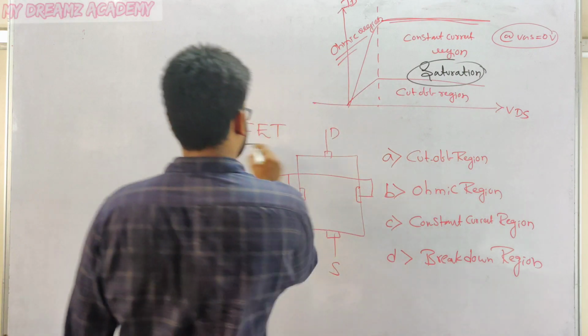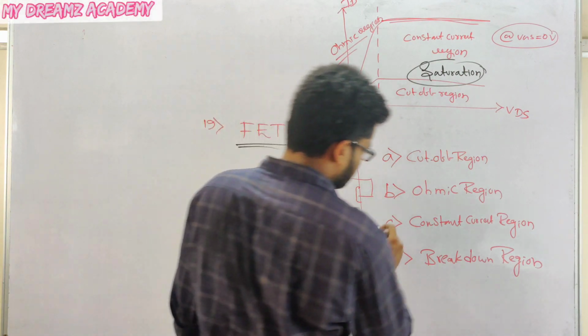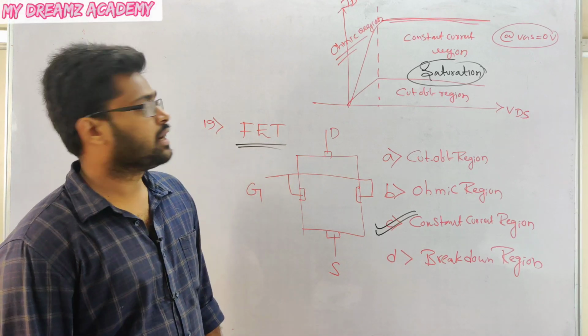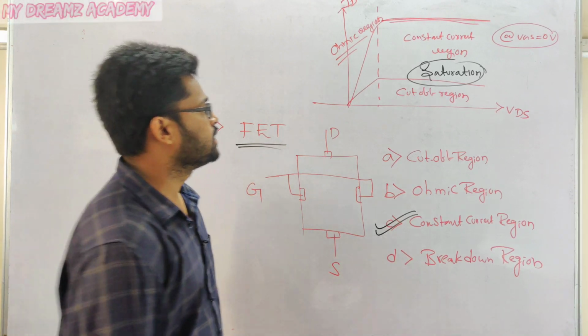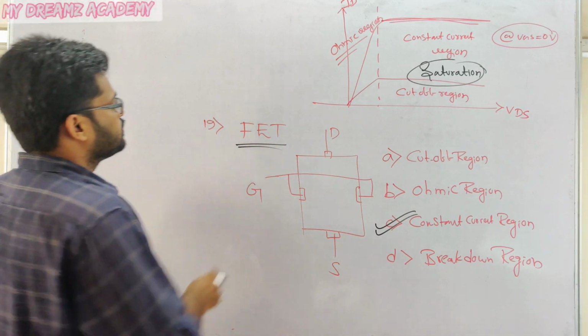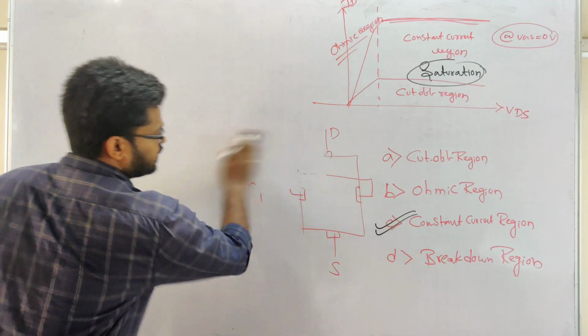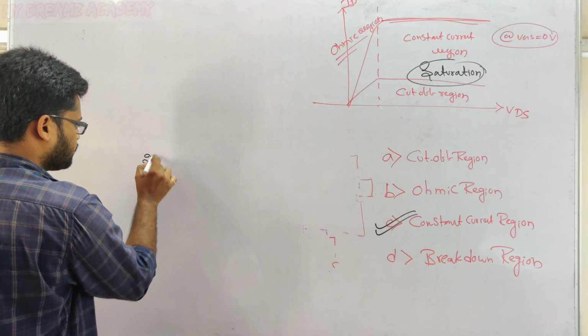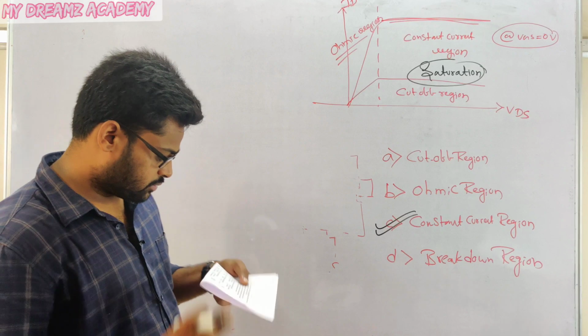So FET acts as an amplifier in the constant current region. This is about this question, and we are going to see the next question, that is question number 20.